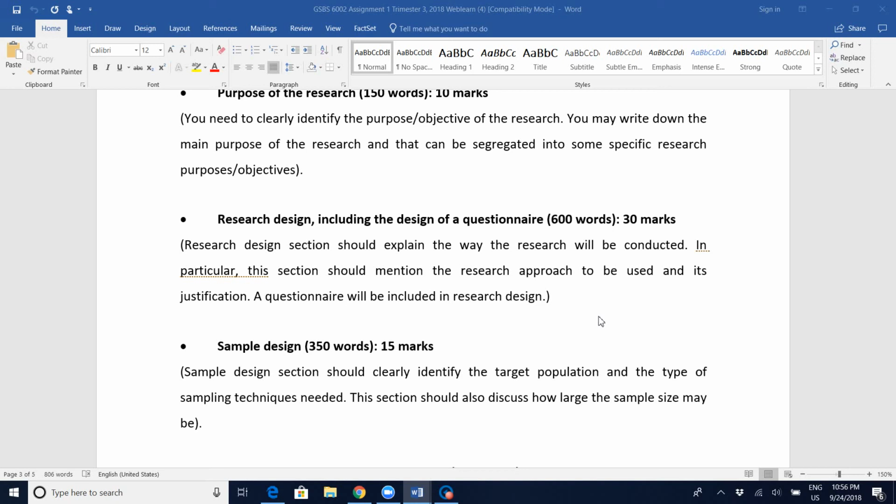For example, if you write down open-ended questions or closed-ended questions or a mix of them, briefly write down why you chose the particular type of questions. So the main point is you need to choose the research approaches or research methods and then they need to be sufficiently justified. This should be the theoretical justification and also empirical justification.